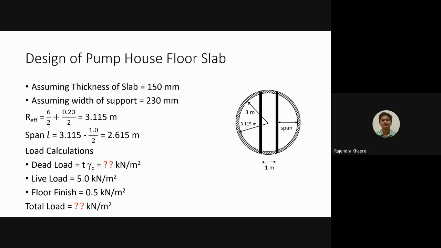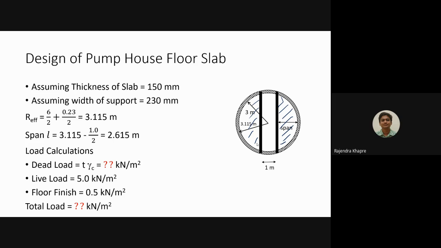So here you can see, I'm talking about this portion. This will be a slab. So this portion will be your slab portion, like this. This slab is supported by beam as well as the well. So there is a jack well below the pump house. So we are assuming the width of the support on which the slab is resting as 230 millimeters.